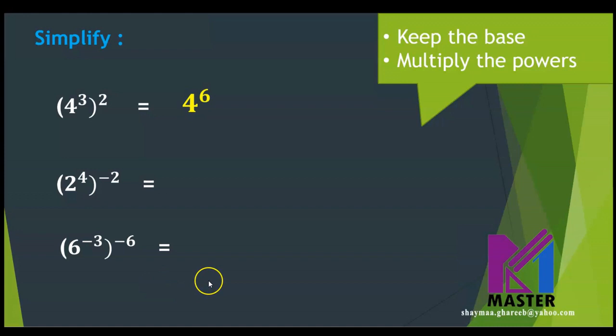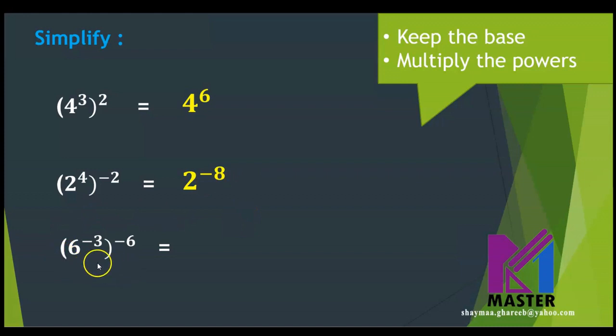Now look at the coming examples and let's do it together. 2 to the power of 4, to the power of negative 2. What did we say? We're going to keep the base number as it is, which is the 2. Then we are going to multiply the two powers together. 4 times negative 2: when I have a positive number multiplied by a negative number, the answer will be a negative number, which is negative 8. Then the answer will be 2 to the power of negative 8.